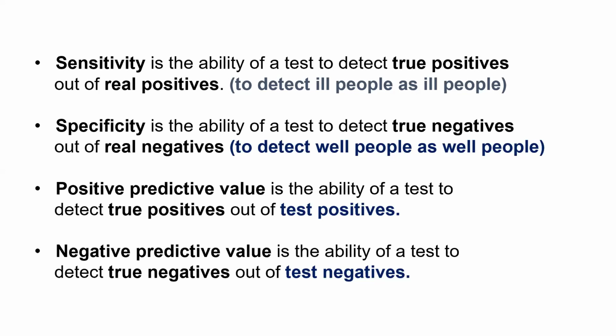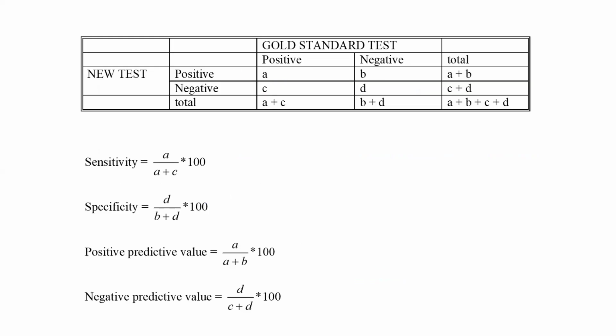The important thing is sensitivity and specificity. Sensitivity and specificity are the most important things, but there are certain factors to consider when considering positive predictive value and negative predictive value also. So let's go to an example. Okay.